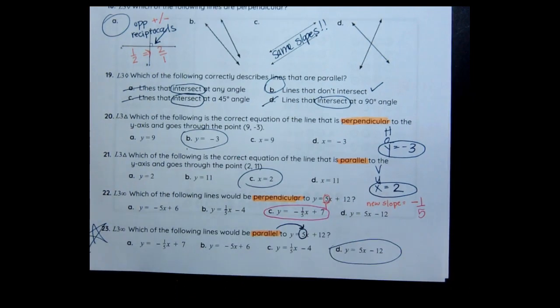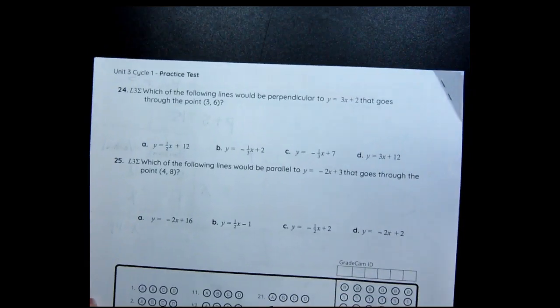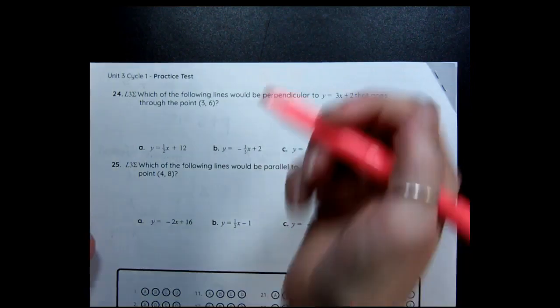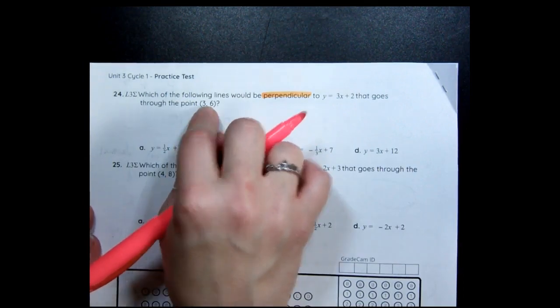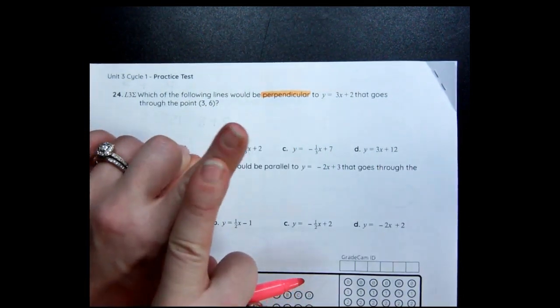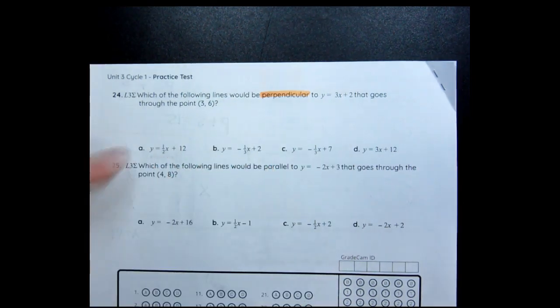Cool. All right, so the culmination of everything you've learned right here, all the things from this unit come down to these two questions. All right, for the most part anyways. Which of the following lines would be perpendicular to this line and go through this point? So we're going to use our skills for finding parallel and perpendicular, and then we're also going to use our skill of writing the equation of a line and then solving for y. So we have lots of skills in this problem.